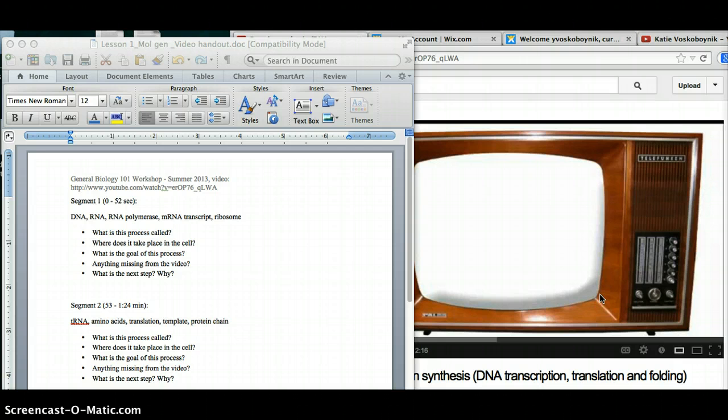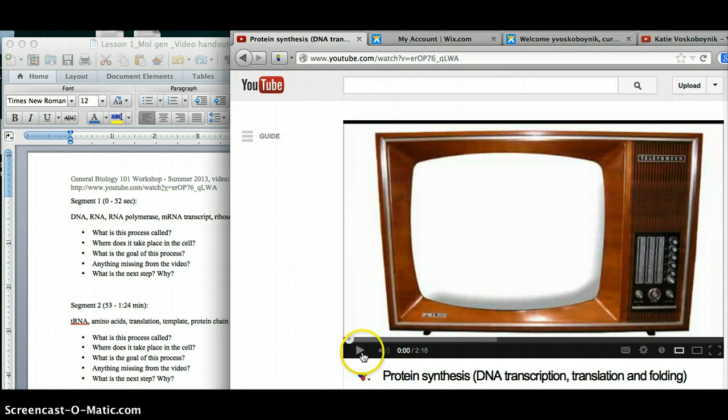So since most of us are not molecular biologists and most of us don't know what these words mean, this video is fantastic because it basically shows you what those words mean and what this process put together is. So let's take a look at the video and then I'll describe the lesson plan to you.